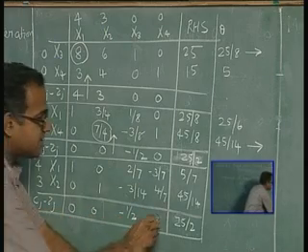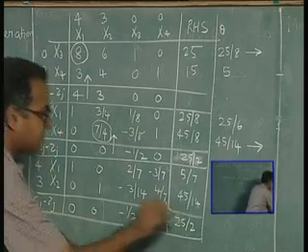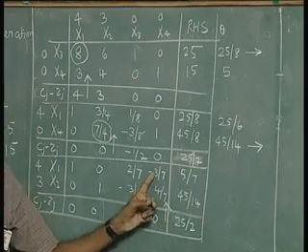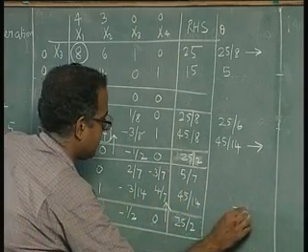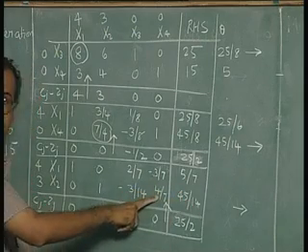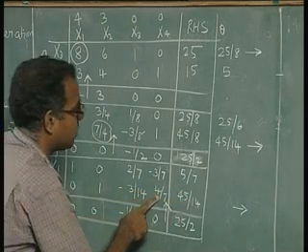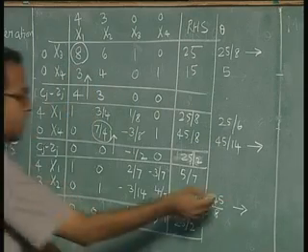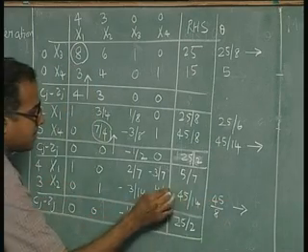Now if we try to enter this, what happens? To find out theta, there is only one value because there is a negative here. So this will be the leaving variable. 45 by 14 divided by 4 by 7 is 45 by 14 into 7 by 4, so this will be 45 by 8. There will be only one leaving variable. This will be the pivot.